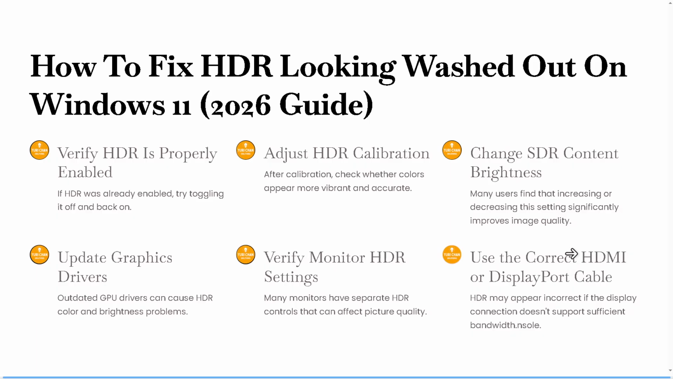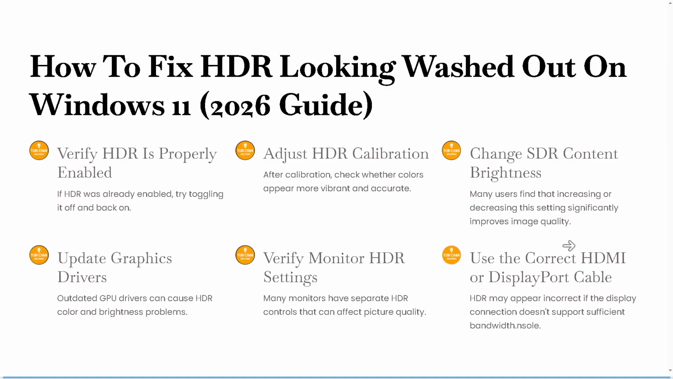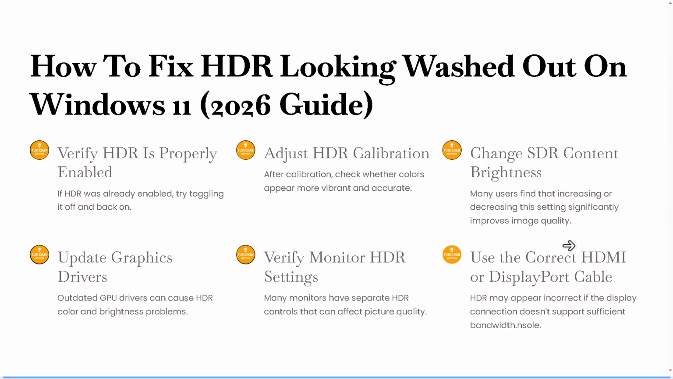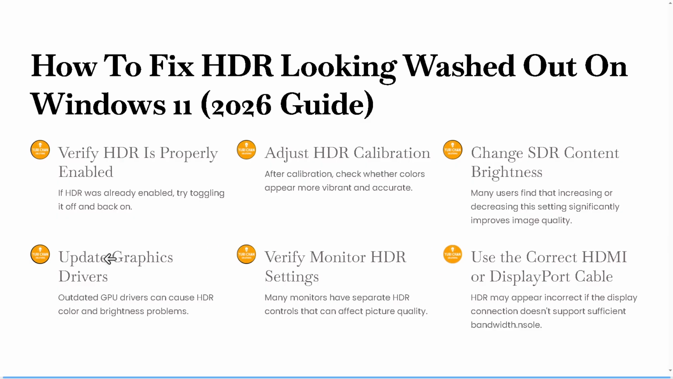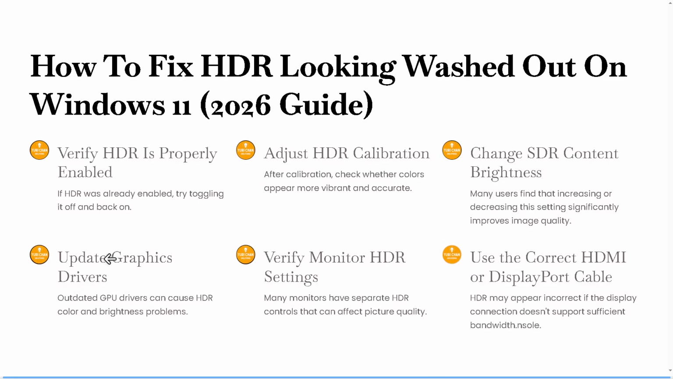Remember, if the HDR looks washed out on Windows 11, the problem is usually related to the HDR calibration, SDR brightness settings, graphics drivers, monitor configuration, or color depth settings. A simple restart can sometimes resolve HDR display glitches, because this refreshes HDR settings and can fix temporary display issues. By following the solutions in this guide, you should be able to restore the proper HDR quality and enjoy richer colors, improved contrast, and a better viewing experience.